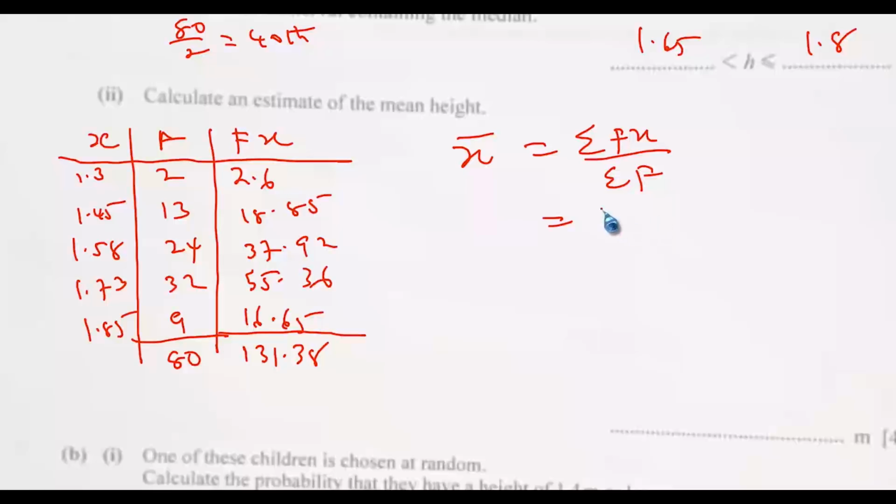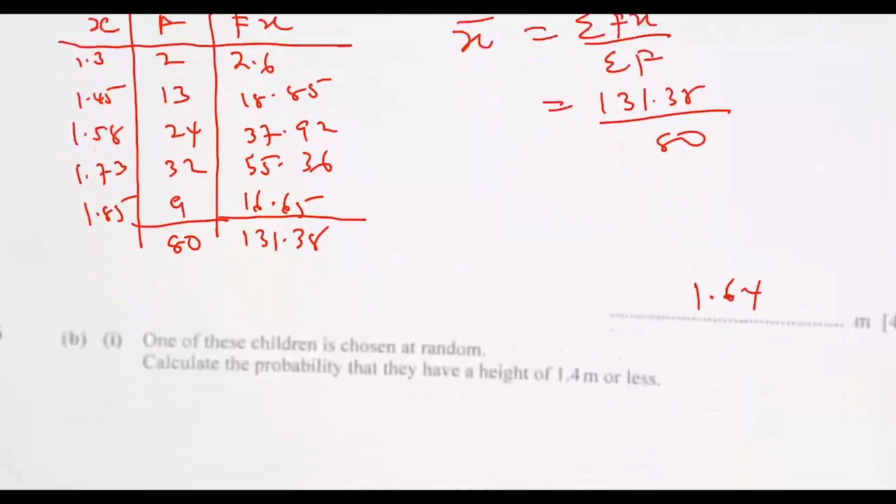Okay, that will be 131.38 over 80. So if you do this, you get the mean to be 1.64. So you have 1.64. That is the mean. So let's scroll down to the B part.